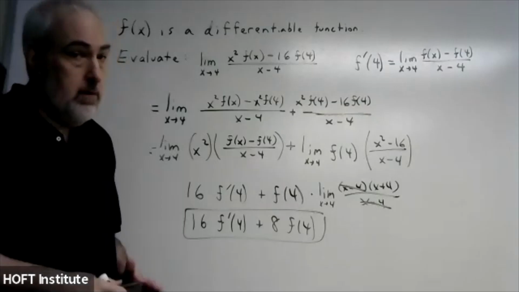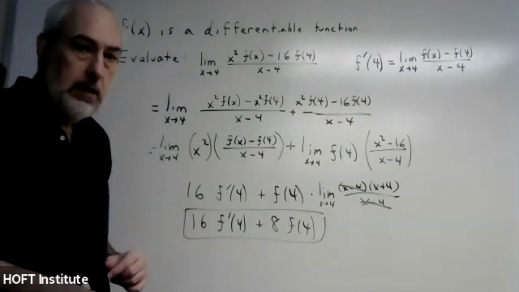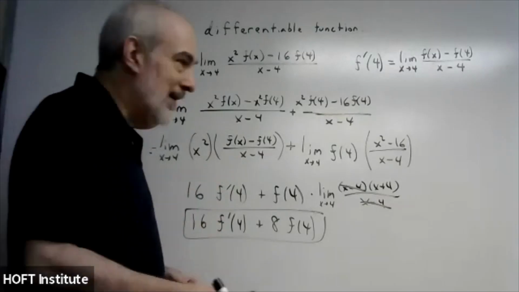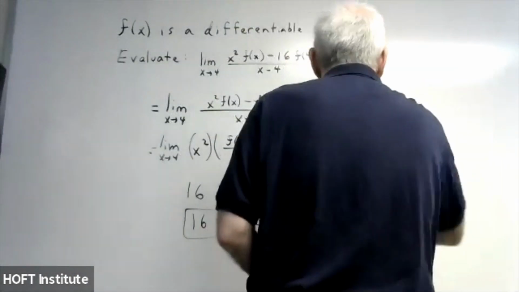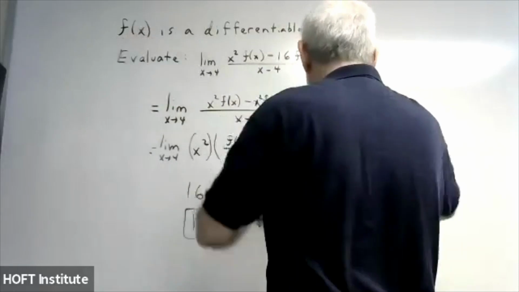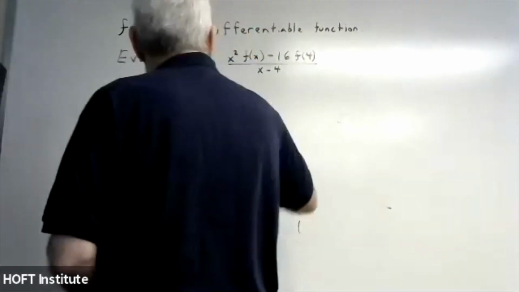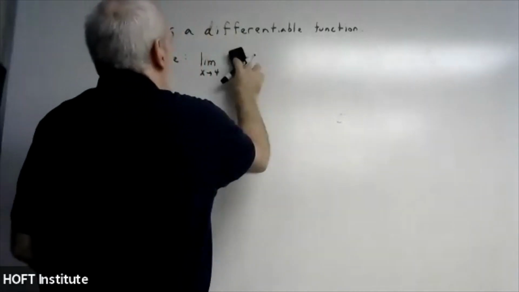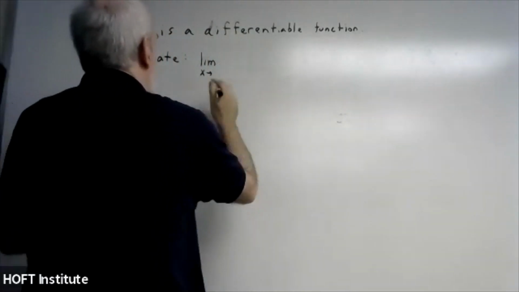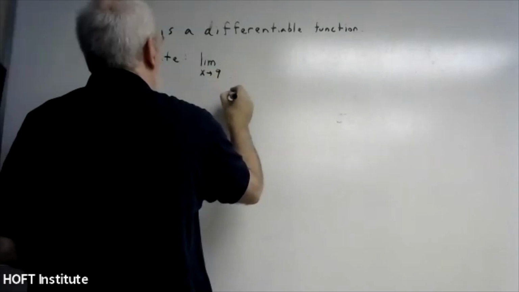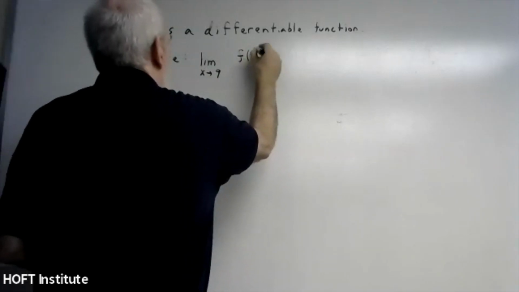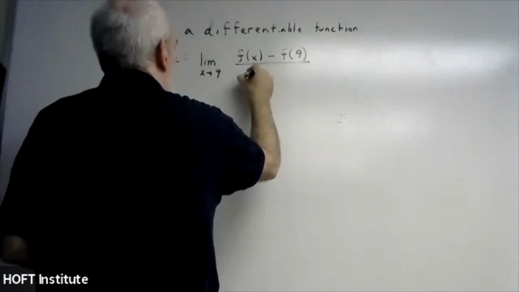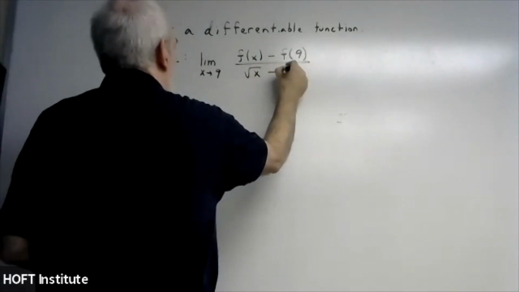Okay, so a little bit of a tricky problem. Let's do one more. It's going to be a little bit similar, but it's going to be different. Once again, we're going to assume that we have a differentiable function. And this time, let's do a limit as x approaches 9, and let's make the top f of x minus f of 9 over square root of x minus 3.